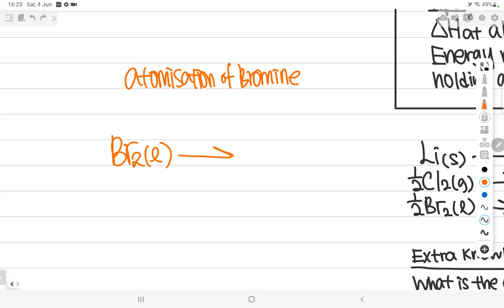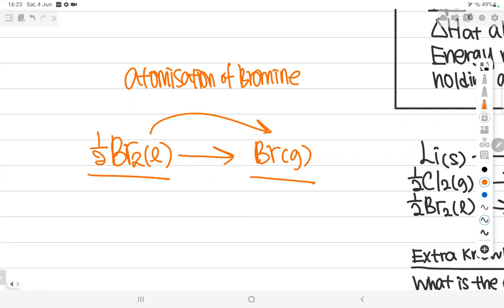Now we want to change the bromine to become bromine gas atom. Remember, atomization, we always want to get gas atom. How many gas atoms do we need? 1 mole. In chemistry, the number 1 no need to be written. Some students ask, what if I show the number 1 here? Would they penalize me? No, they won't. To balance the equation, you need to put a half here. Okay, so this is atomization of bromine. You change the bromine to become gas atom. How many? 1 mole.